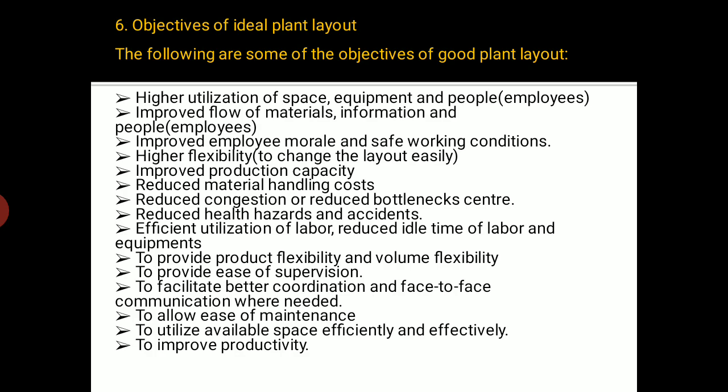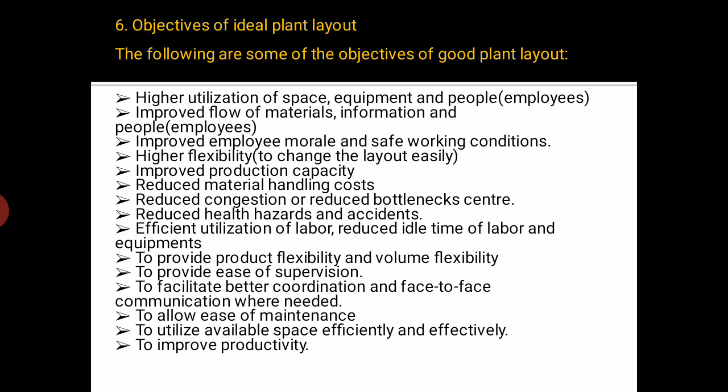What is the objective? What is the aim? What is the purpose of having a good layout? Number 1, higher utilization of space, equipments and people can be done. Here people means employees. Definitely if we have the plant layout done properly, we can make use of the space that is available, the equipments that we are going to use and the employees who are working.